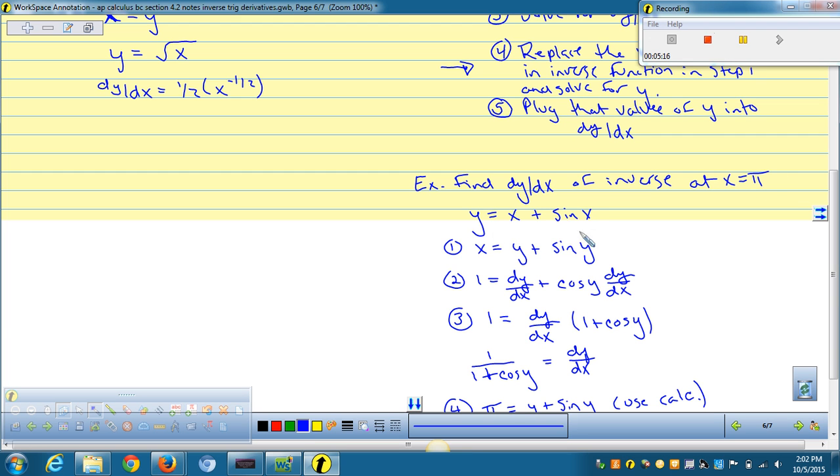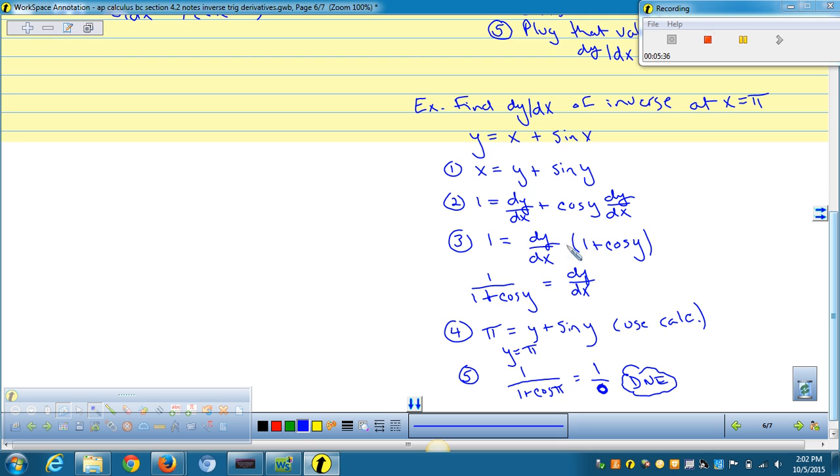For y equals x plus sine x. So the first thing we do is we switch the variables, and we make x equal y plus sine y. And now we can take the derivative implicitly. We get 1 equals dy/dx plus cosine y dy/dx. We solve for dy/dx by factoring it out on the right side and then dividing by 1 plus cosine y. And we get dy/dx equal to 1 over 1 plus cosine y.